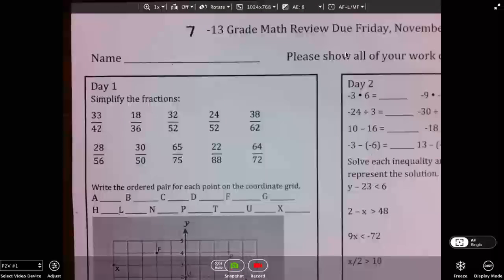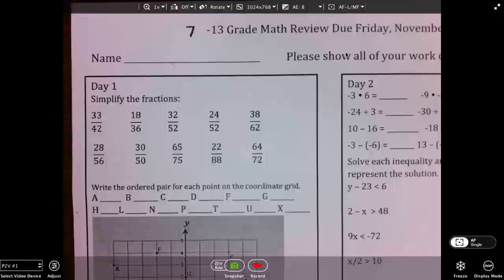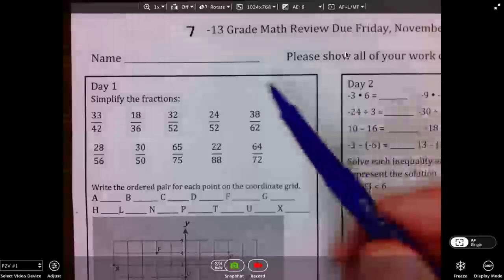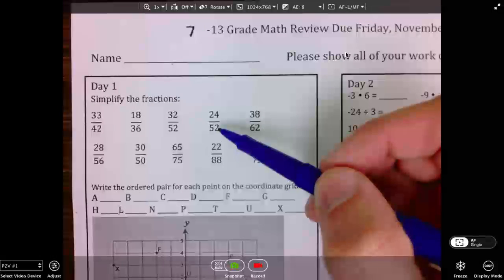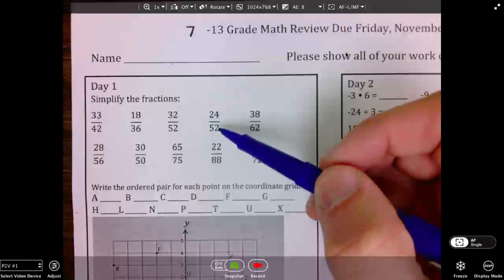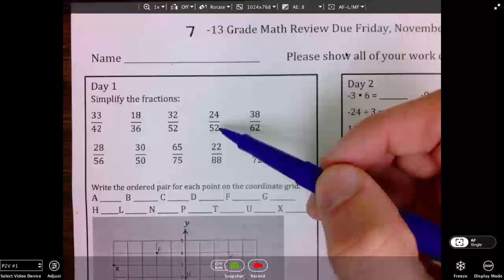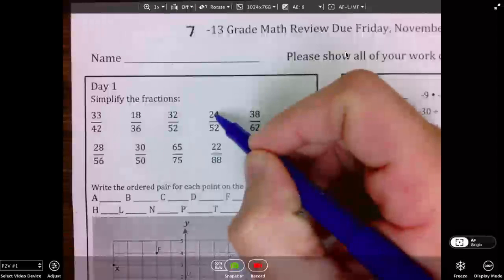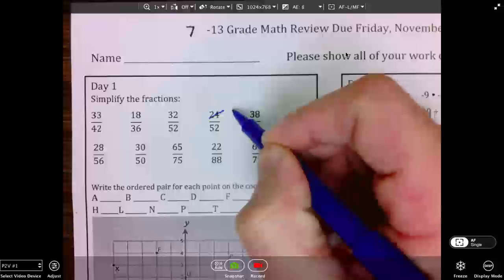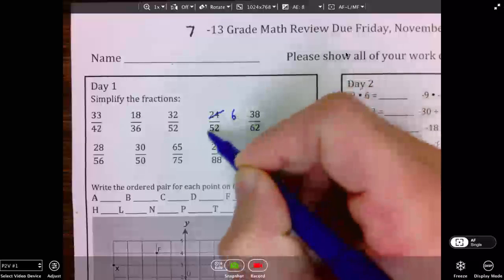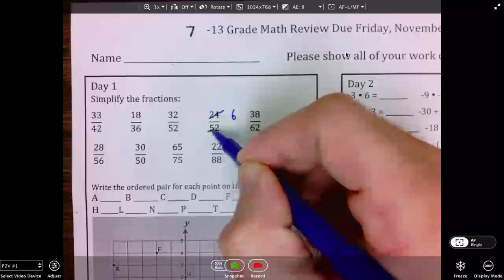In this case we're simply looking for a number that will divide both the numerator and the denominator. For instance, 24 over 52. Asking myself, what number will go into both 24 and 52? Well, 4 will. 4 will divide into 24 6 times. 4 will divide into 52 13 times.